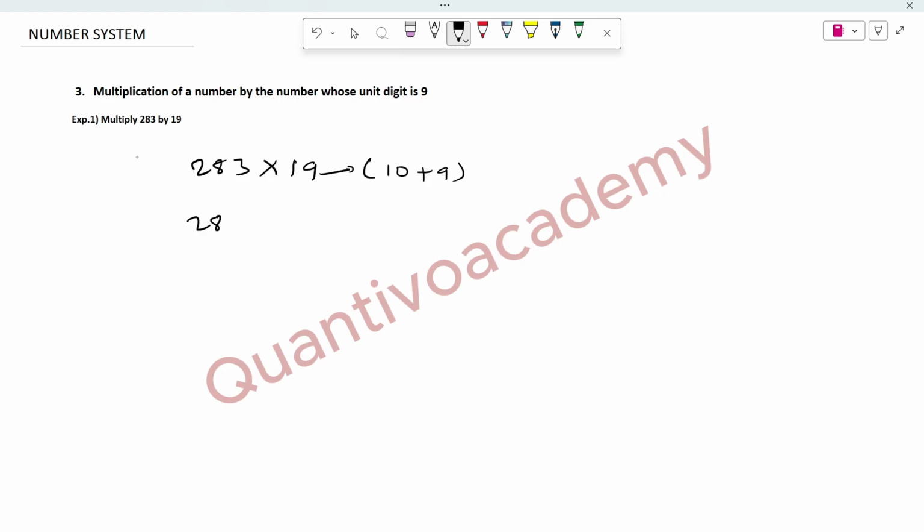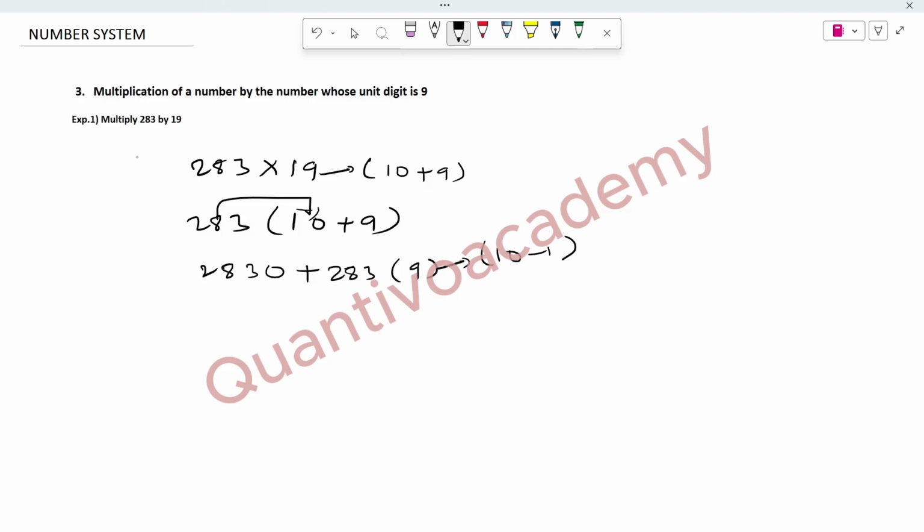Now 283 into 10 plus 9, that is 283 into 10 is equal to 2830 plus 283 into 9. How can I write 9 as 10 minus 1? So next, 2830 plus 283 of 10 minus 1.